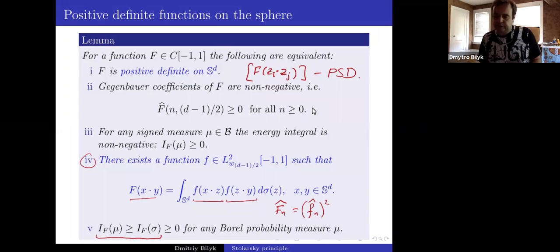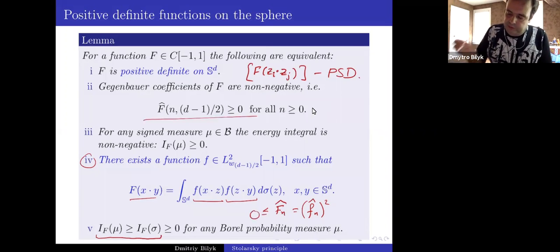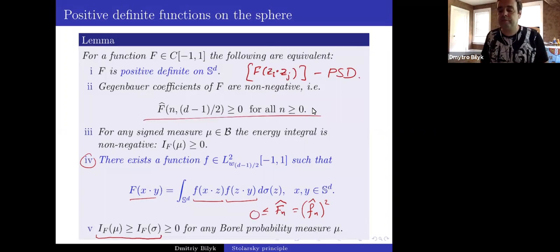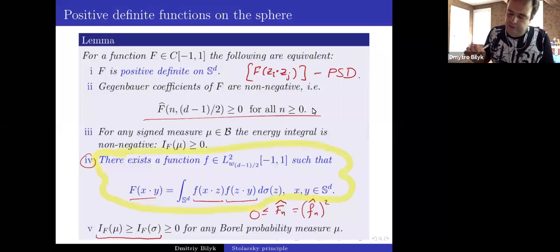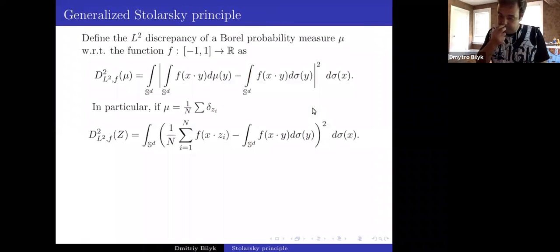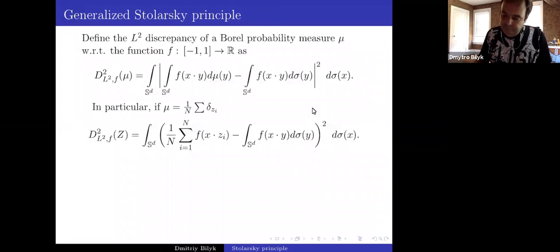Okay. It just works the same way as with Fourier series. Convolution brings you the product of the coefficients. Okay. And here you can do this because by this property, these coefficients are positive. Okay. So using this representation here, together with Ryan and Feng Dai, we could obtain a fairly general version of the Stolarsky principle on the sphere.